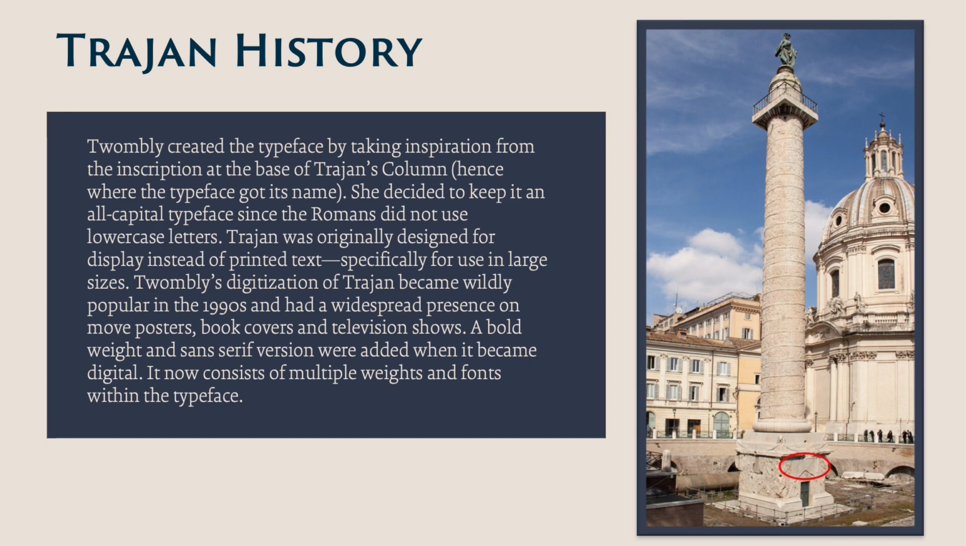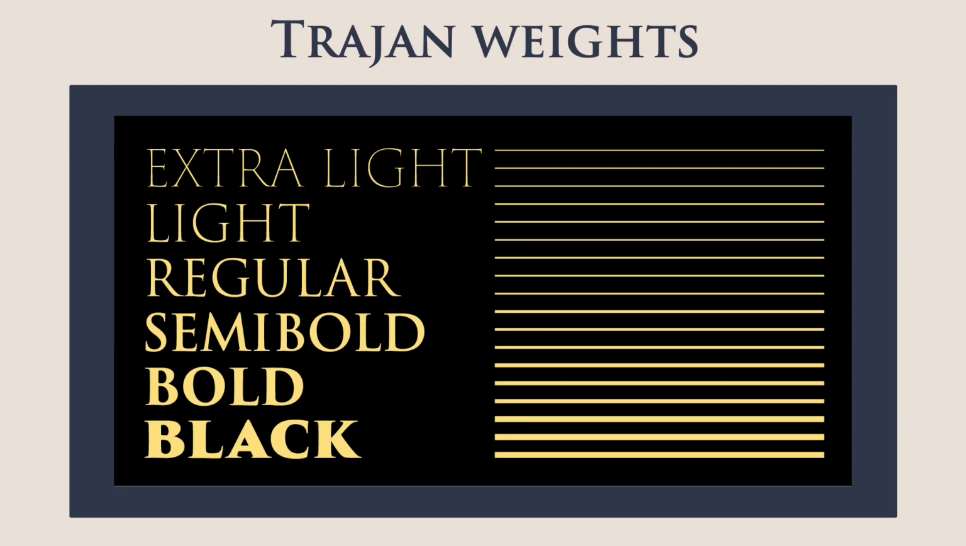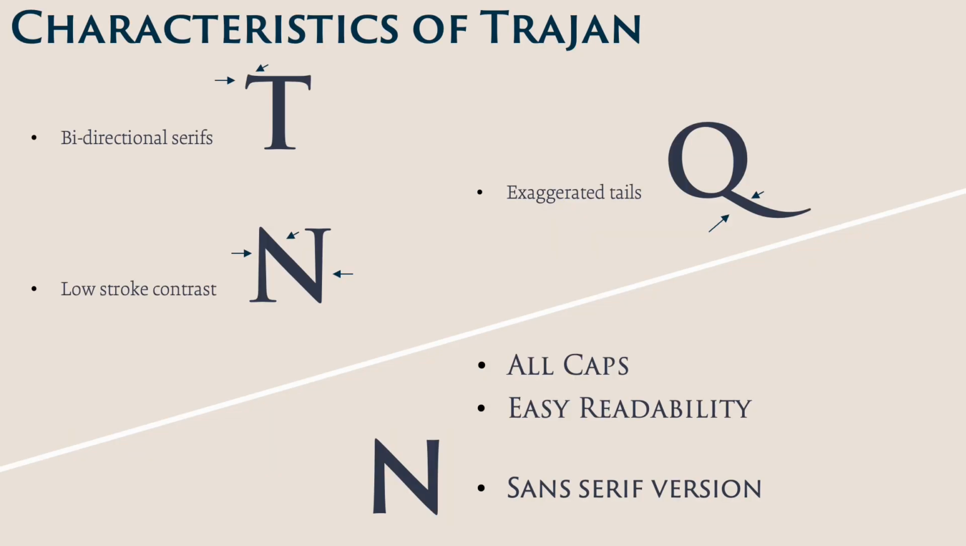It now consists of multiple weights and fonts within the typeface. The differences between Trajan and Trajan Sans can be seen here. And here we can see the various weights that are available. And these are just a few of the many characteristics of Trajan that I find interesting. It has bidirectional serifs, low stroke contrast, exaggerated tails. It's always in all caps, it's very easily readable, and it has a sans serif version.